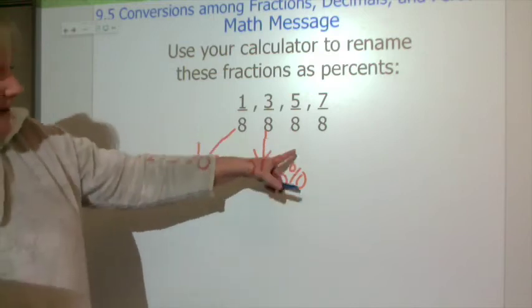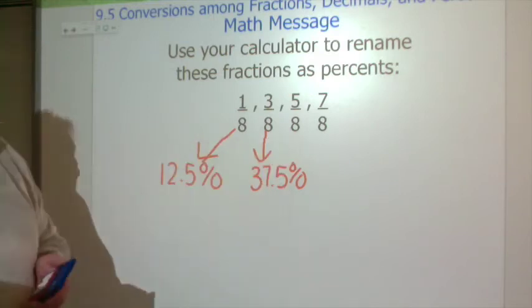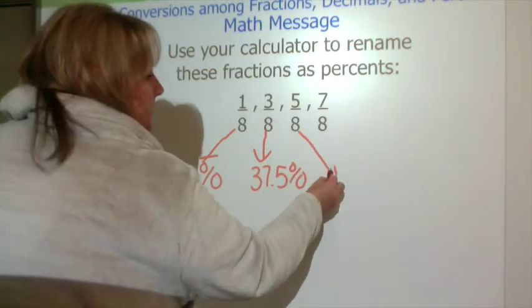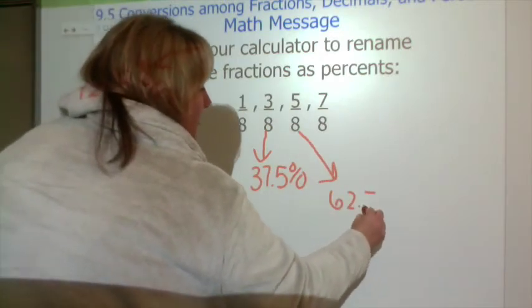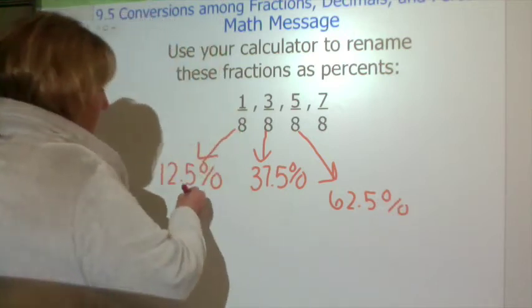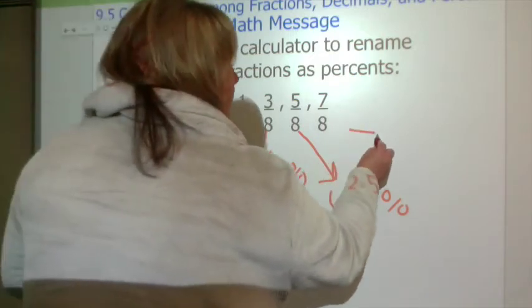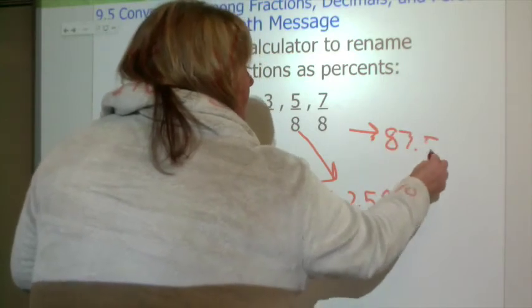Now I'm guessing 5/8 is going to be more than this, so let's see what that one is. Hit your clear button 3 or 4 times first. Then click in 5 divided by 8 and hit the percent key. This time the number is 62.5%. Makes sense. We're going up a little bit every single time. And the last one. Hit your clear button a few times. Do 7 divided by 8 and hit the percent key. The last one will be 87.5%.